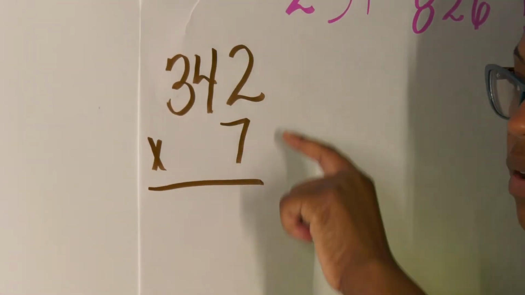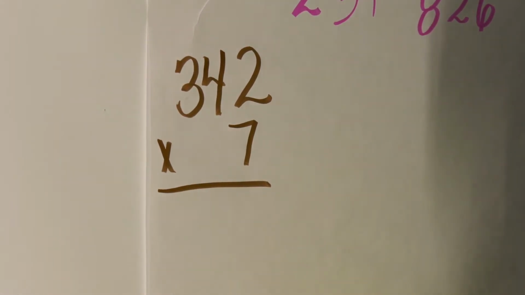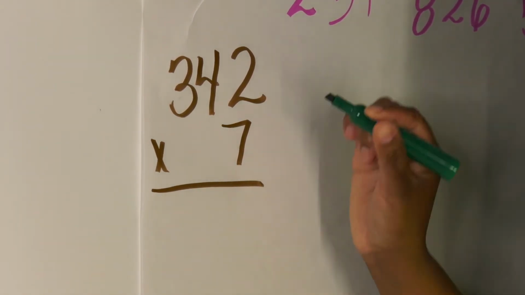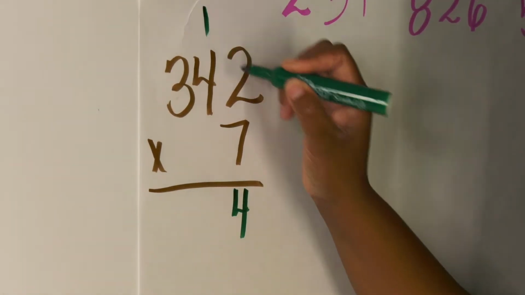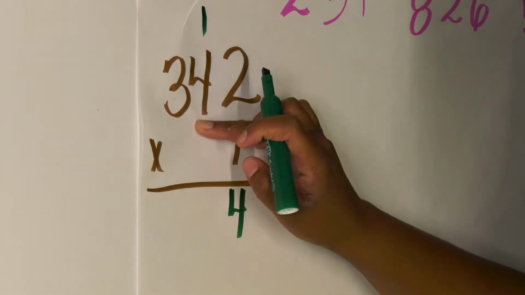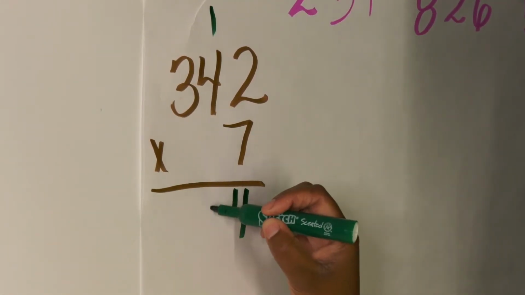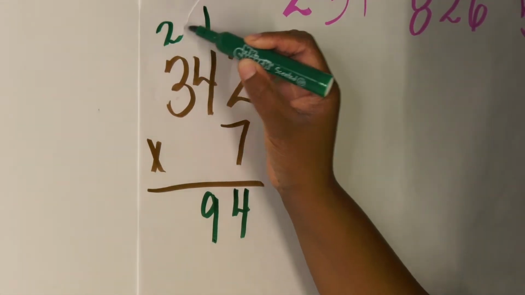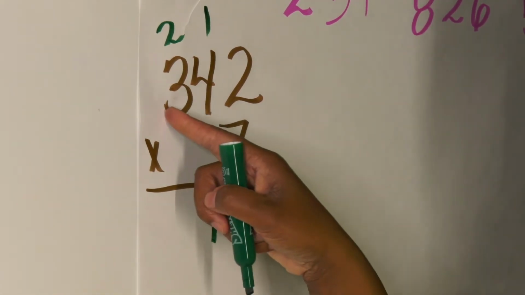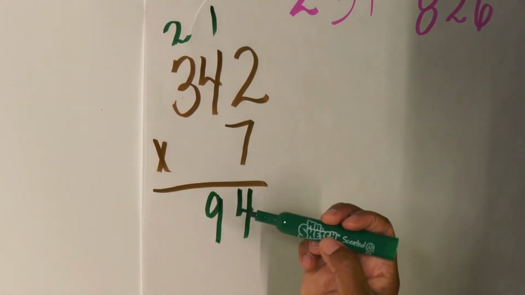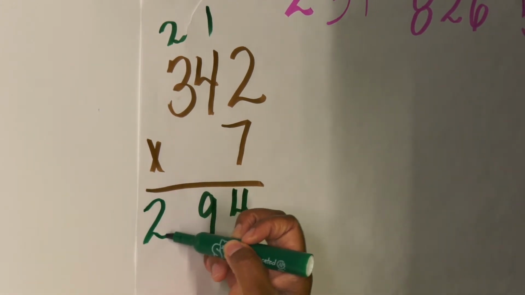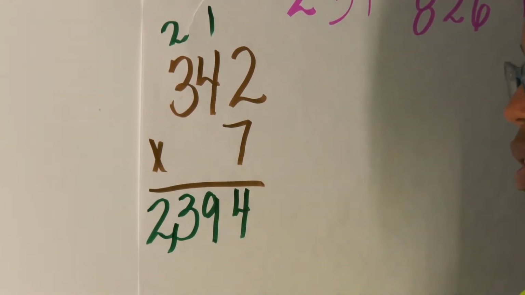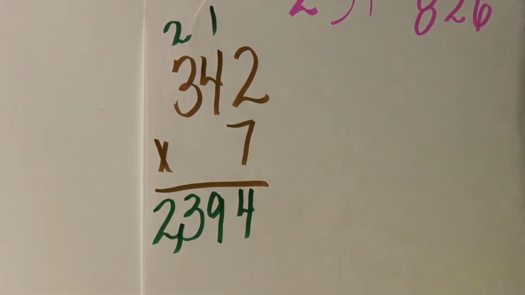This time I'm not going to do the circles. Hopefully by now we have it. 7 times 2 is 14, carry the 1. Then we go 7 times 4, which is 28, plus 1, which is 29, carry the 2. And then we have 7 times 3, which is 21, plus 2, which is 23. You want to put your comma there for 2,394.